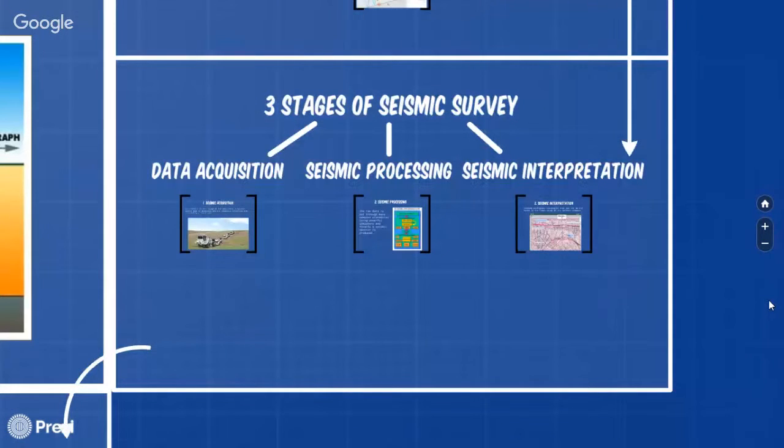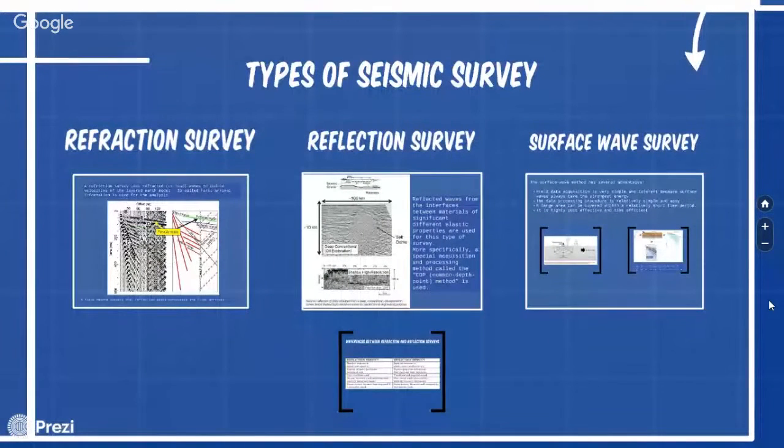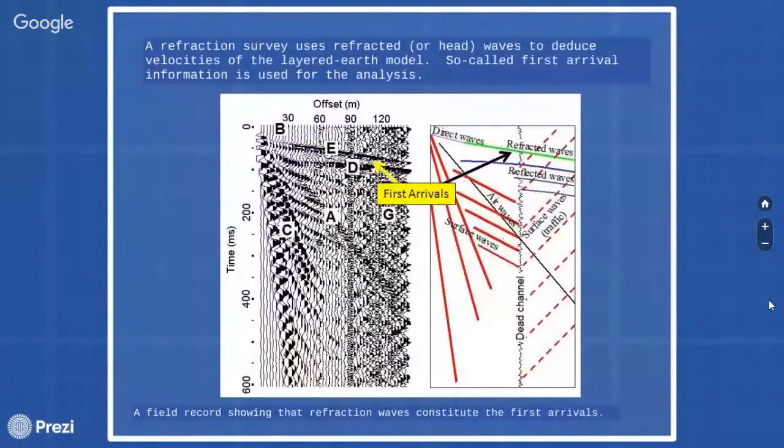There are three major types of seismic survey, which are refraction, reflection, and surface wave, depending on the specific type of waves being utilized. First one is refraction survey. It uses refracted waves to deduce velocities of the layered Earth model. So-called first arrival information is used for the analysis. More generalized methods based on turning waves from an arbitrary velocity model have also been used in recent days. This is called seismic refraction tomography.